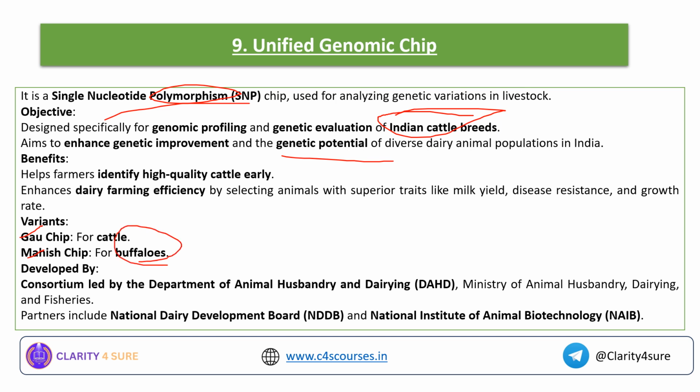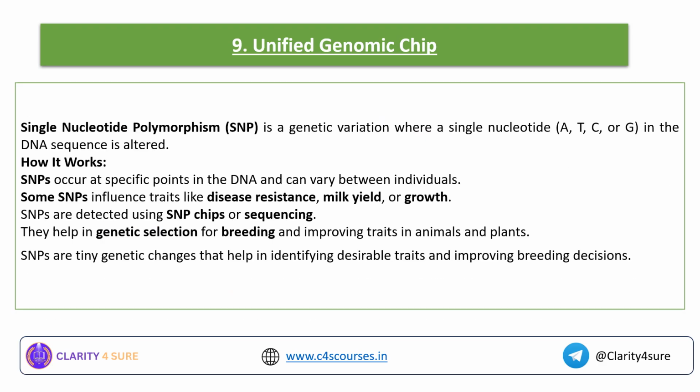And who developed this particular unified genomic chip? It is a consortium led by the Department of Animal Husbandry and Dairying, Ministry of Animal Husbandry and Dairying. And who are the partners for the development of the unified genomic chip, Gau chip and Mahish chip? The partners include the National Dairy Development Board and the National Institute of Animal Biotechnology. I hope the unified genomic chip and its uses are clear to you now.